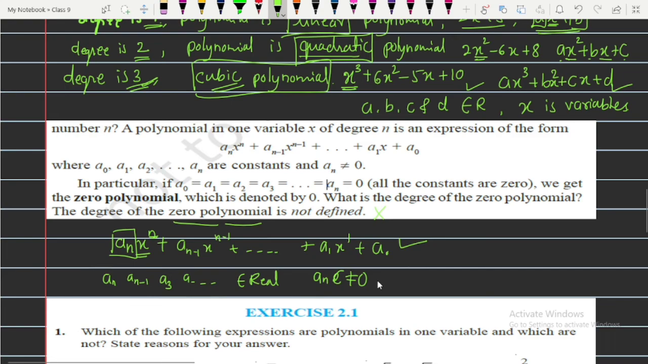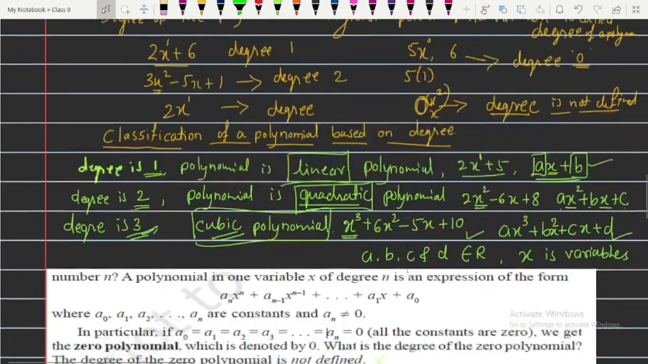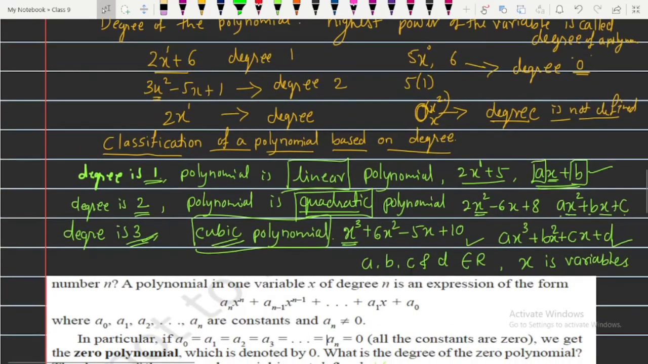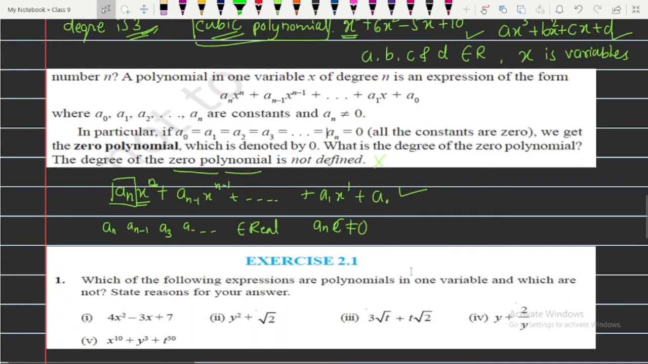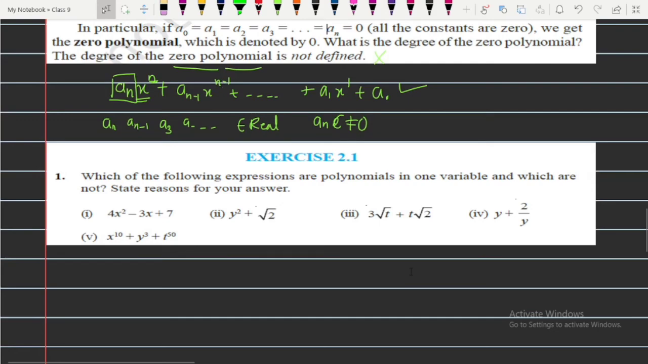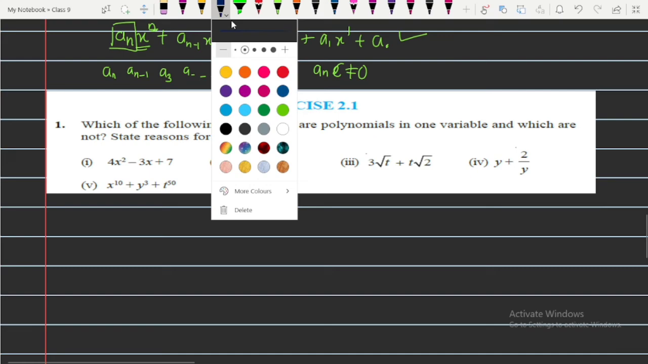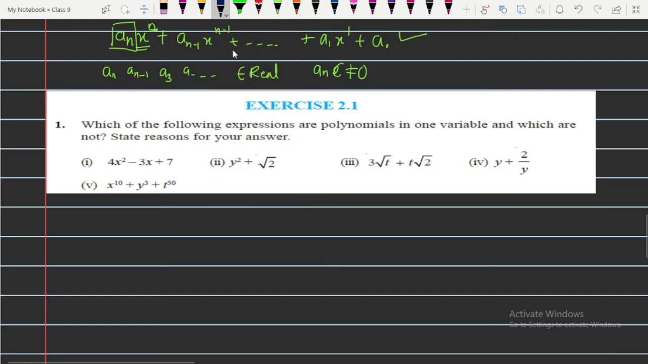In this way you can learn about polynomials, constant polynomials, which are not polynomials, and the degree of a polynomial, and you can answer the following questions. In exercise 2.1 we are going to see how we can solve the questions. Exercise 2.1: which of the following expressions are polynomials in one variable and which are not? State the reasons for your answer.